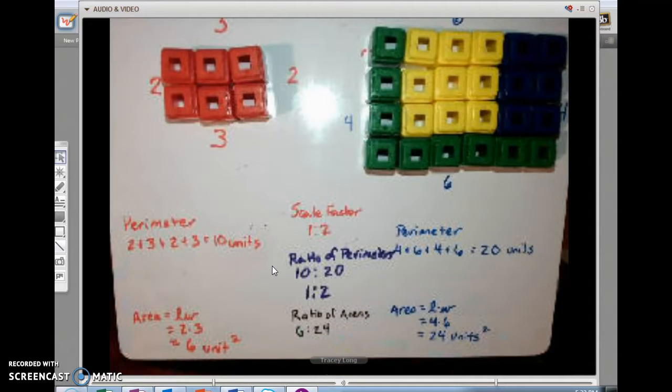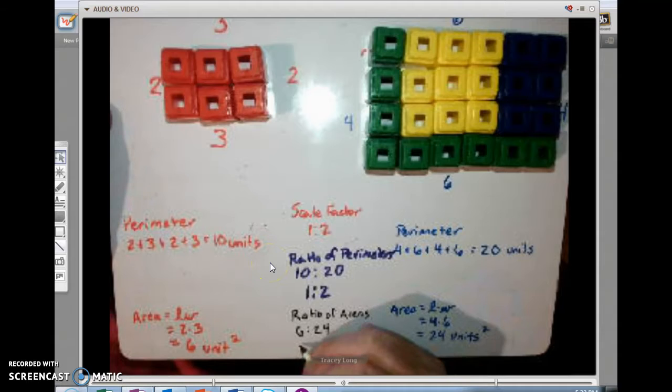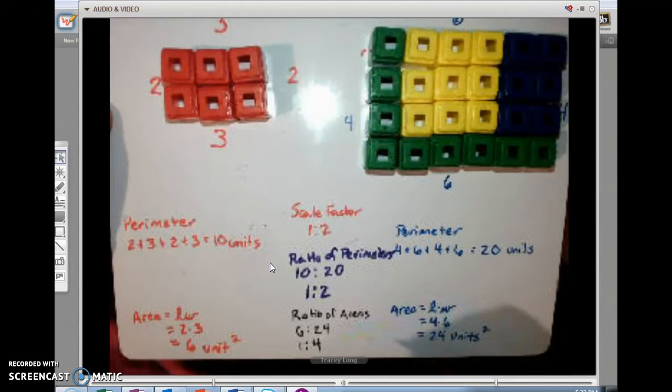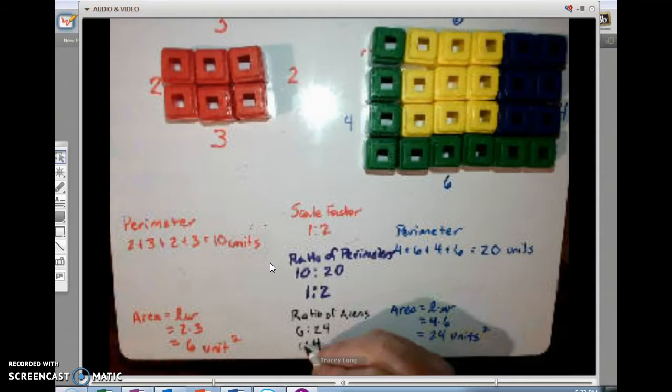All right, so again, I want to simplify. So to simplify that, I'm going to see if there's any common factors. And 6 and 24 are both divisible by 6. So I find that the ratio of the areas is 1 to 8. I'm sorry, 1 to 6 times 4 is 24. So 1 to 4. My bad. Okay? So the ratio here is 1 to 4.